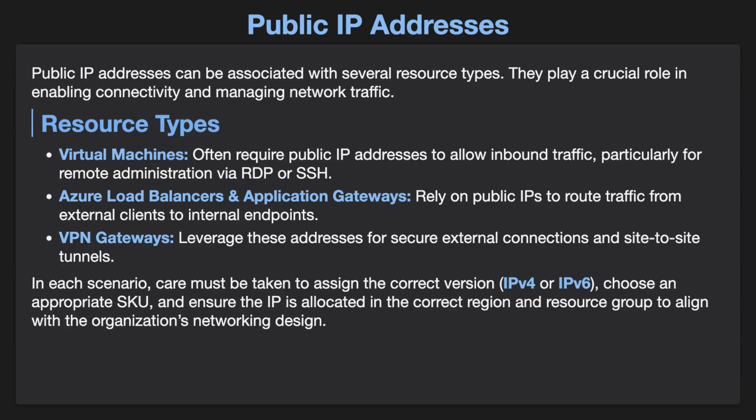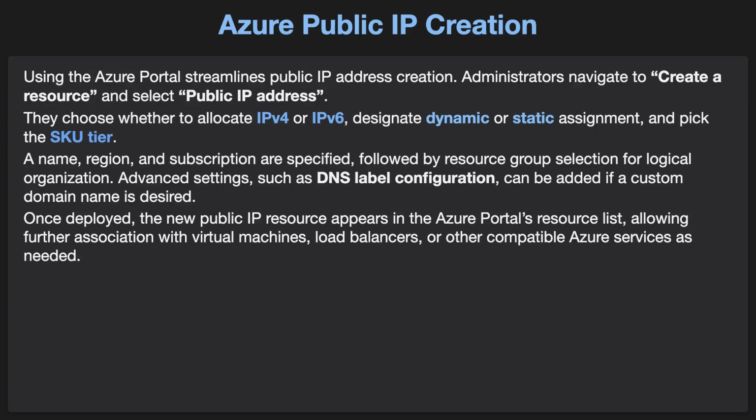the organization's networking design. Using the Azure portal streamlines public IP address creation. Administrators navigate to create a resource and select public IP address. They choose whether to allocate IPv4 or IPv6, designate dynamic or static assignment, and pick the SKU tier. A name, region, and subscription are specified, followed by resource group selection for logical organization. Advanced settings, such as DNS label configuration, can be added if a custom domain name is desired.